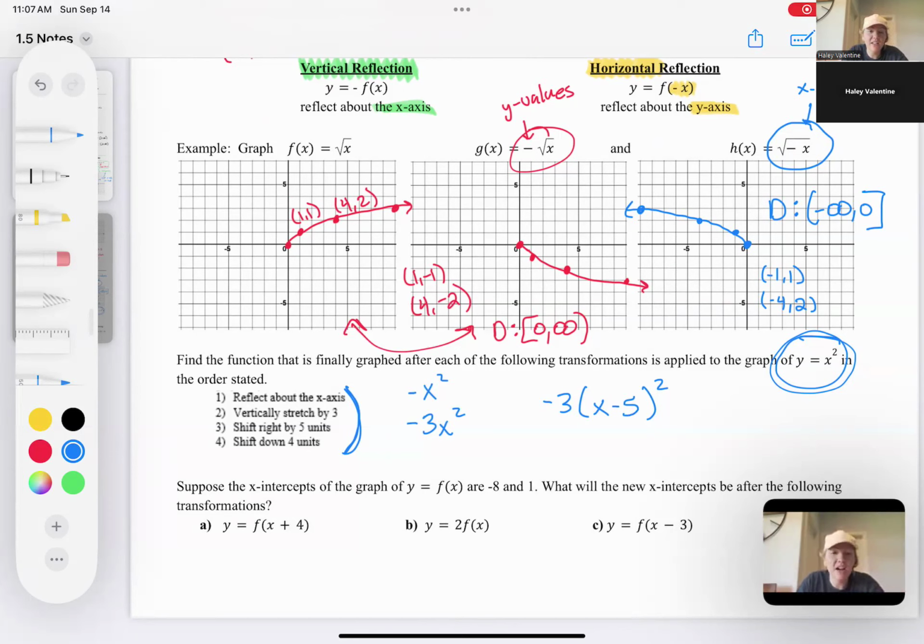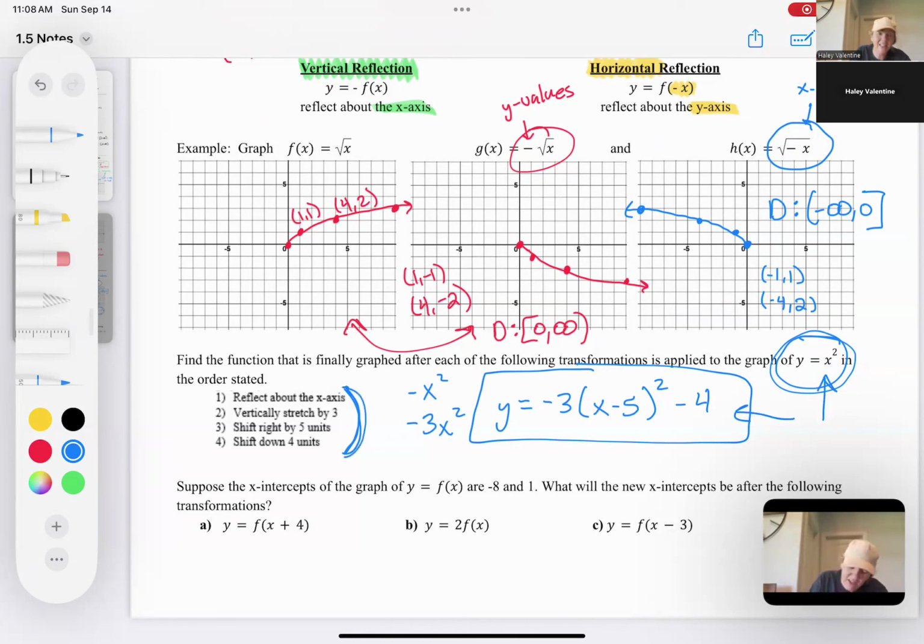And then the very last thing that I need is a shift down 4. Up and down means it's on the outside, so a minus 4 right here. So that is our new equation. That's our new function, that if you graphed the parent function and then you graphed this, is the list of all the transformations that you would see occurred.